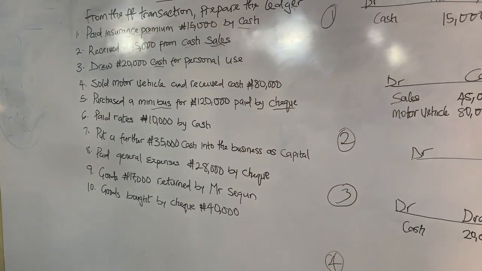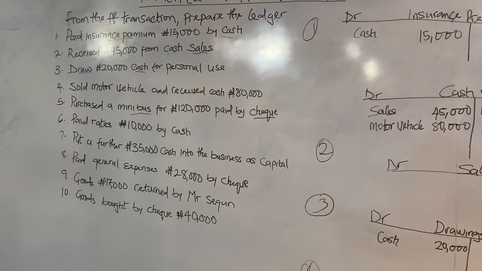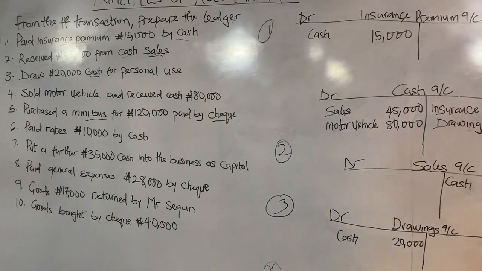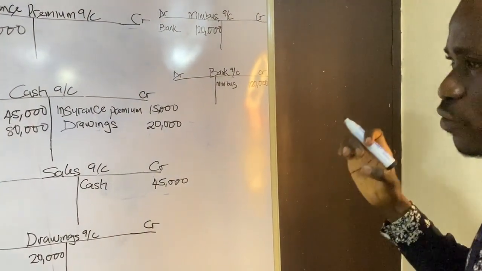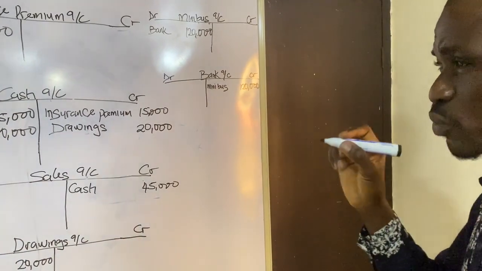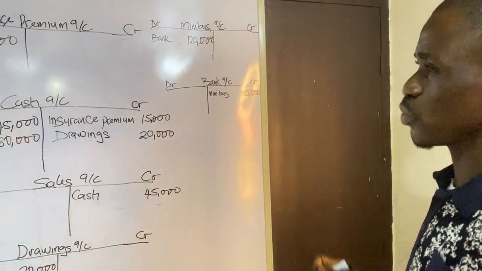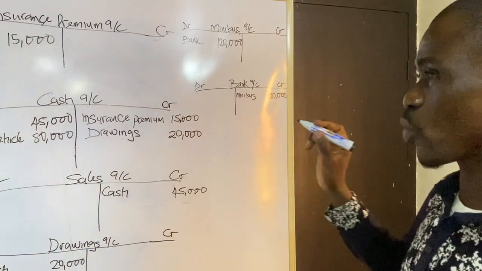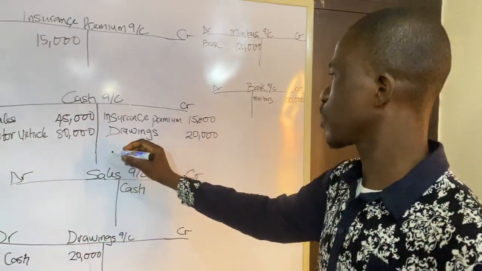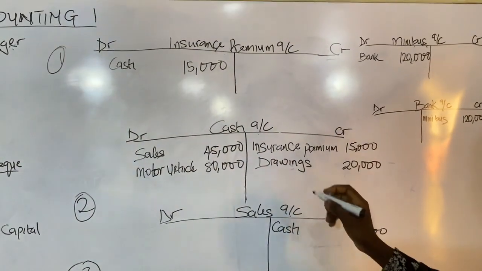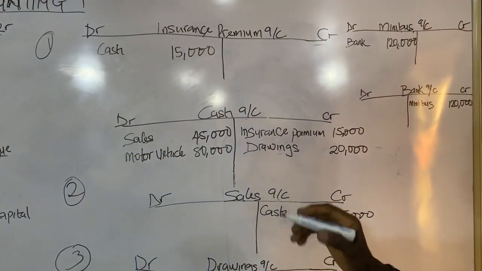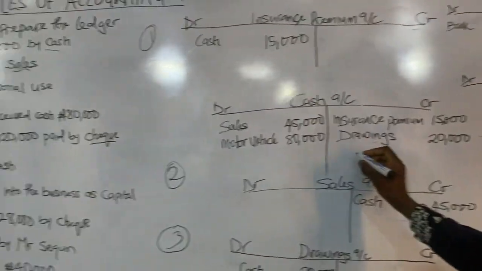Then number 6 says paid rent 10,000 naira by cash. You paid rent. So the two accounts that have been affected are rent and your cash. So paid rent, it means the value of your rent will increase, and your cash will reduce. If your cash is going out, it has to be at the credit side. We're still trying to maintain this cash account. So paid rent, 10,000 naira.